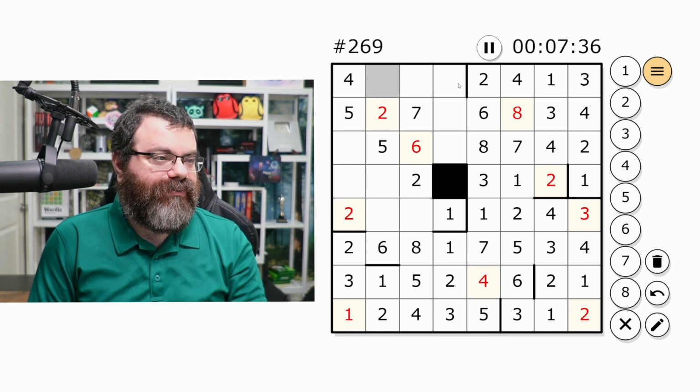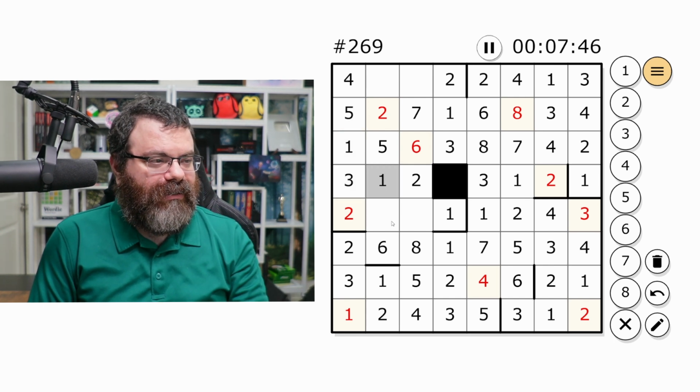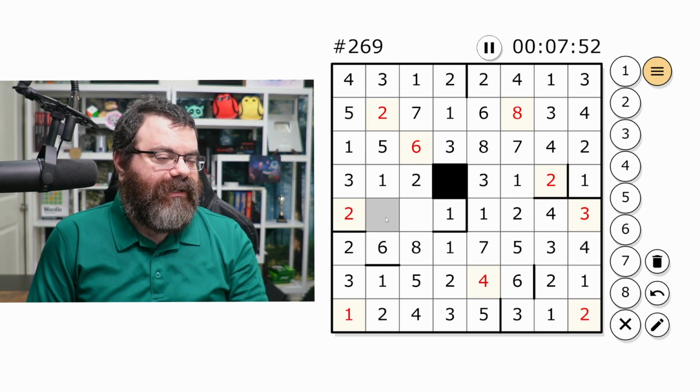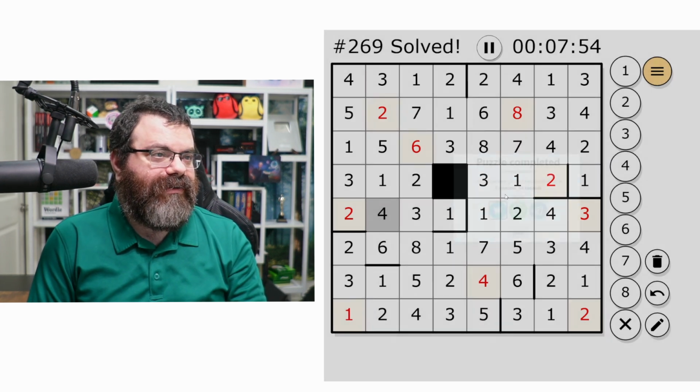1, 2, 3 across here. This can't be 2. These 2 both can't be 2, so that's our 2. This row can be finished with a 1. That's our 3. This row finishes with a 1 as well. That's our 3 and 1. It's just about finishing at this point. This 1 says that's 1, that's 3. That places the 3 and the 4, and we're done.